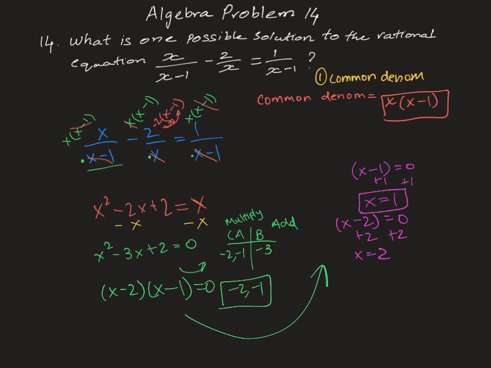So now you have two different solutions, x equals 1 and x equals 2. But the question is asking for one possible solution, so we'll just choose one of these. I'll just go with x equals 2. So x equals 2 is our final solution.